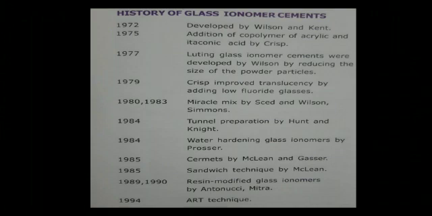In 1984, water hardening glass GIC was introduced by Prosser. In 1985, ceramic cement was introduced by McLean and Gasser. In 1985, the sandwich technique was also introduced by McLean. In 1989 and 1990, resin modified GIC by Antonucci and Mitra was introduced, and in 1994, the atraumatic restorative technique was introduced.